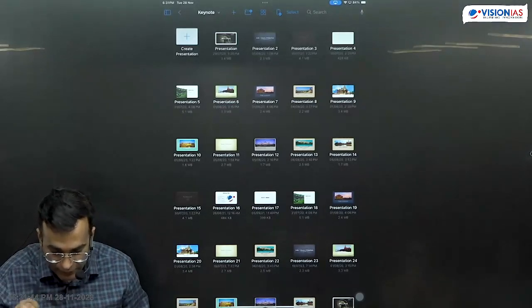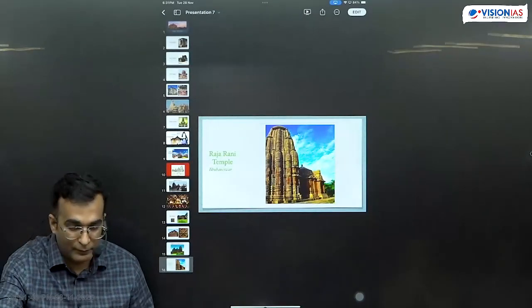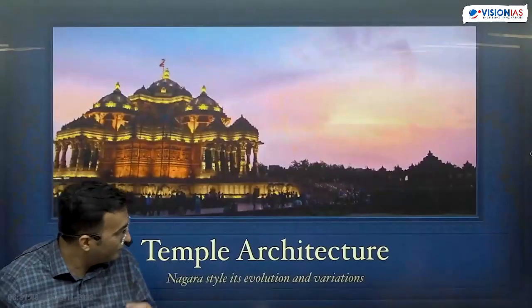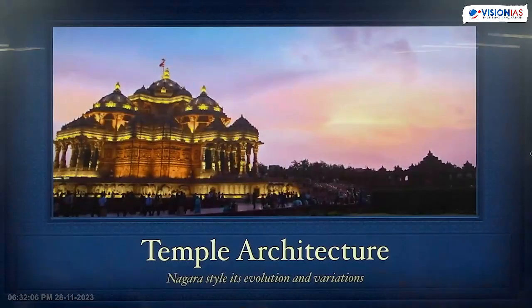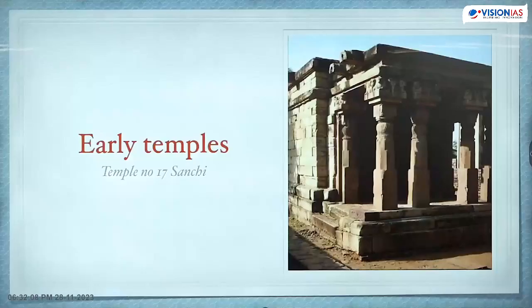Solanki temple architecture. Okay. So the temple that is visible to you right now, it is actually Akshardham of Delhi. Okay, now fine. So this is the early temple. Now you look at it, this is what we were creating in the evolution of the temple. So temple number 17 of Sanchi.